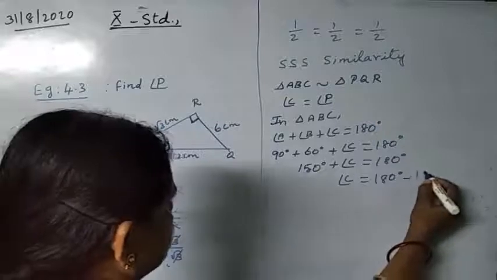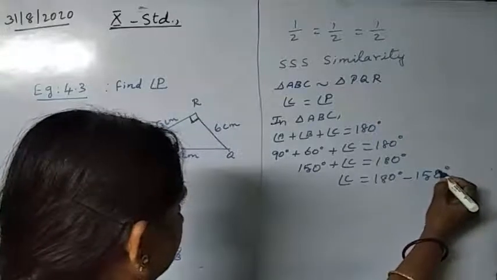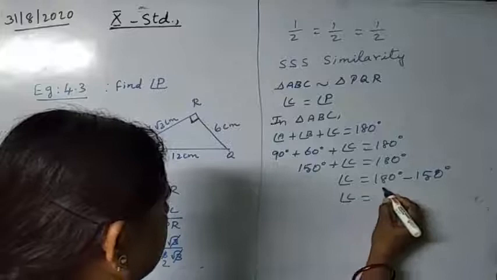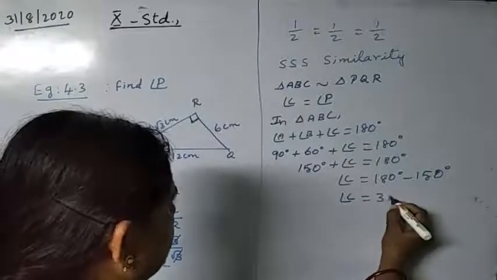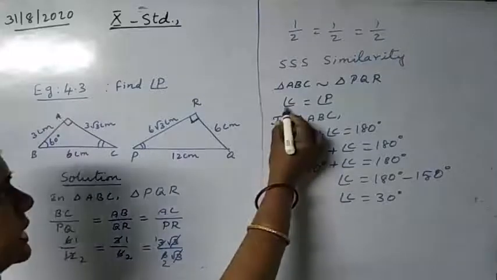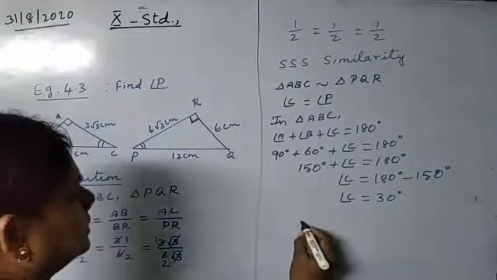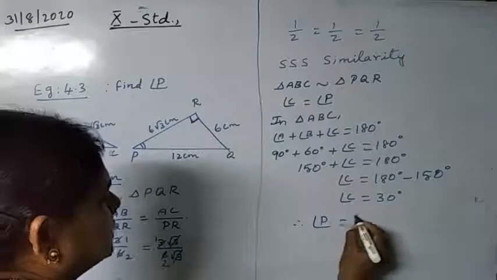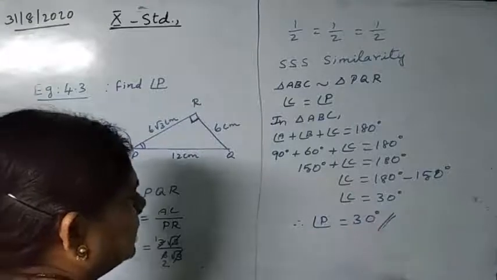Bring this number to this side, minus 150. So angle C is equal to 180 minus 150, 30 degrees. So angle C is equal to 30. Here I have taken angle C equal to angle P. Therefore angle P is equal to 30 degrees is the answer.